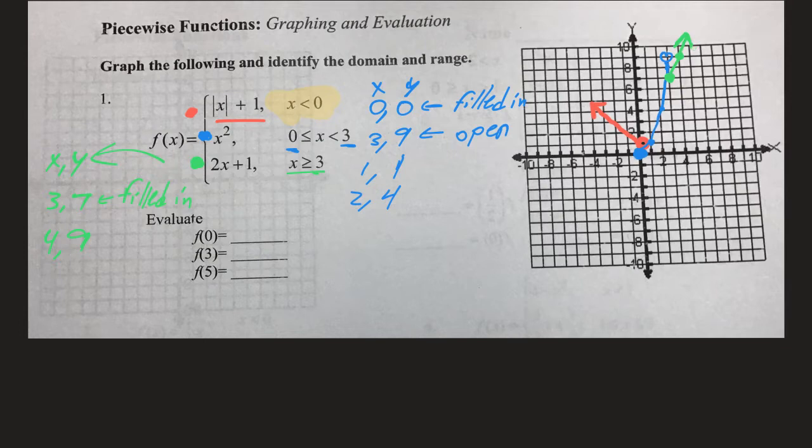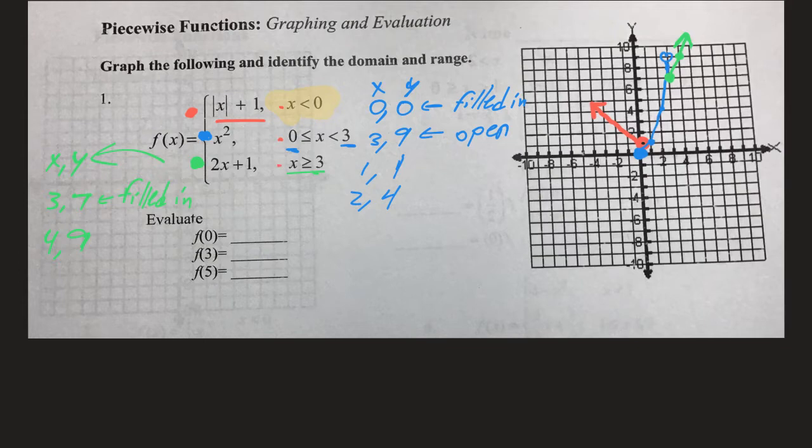Now, let's go ahead and try the evaluating portion, okay? So evaluating, we have to make sure that we pick the right equation to plug this into, right? The right portion of our function. So my first question is, hey, f of 0, which category does that belong to?